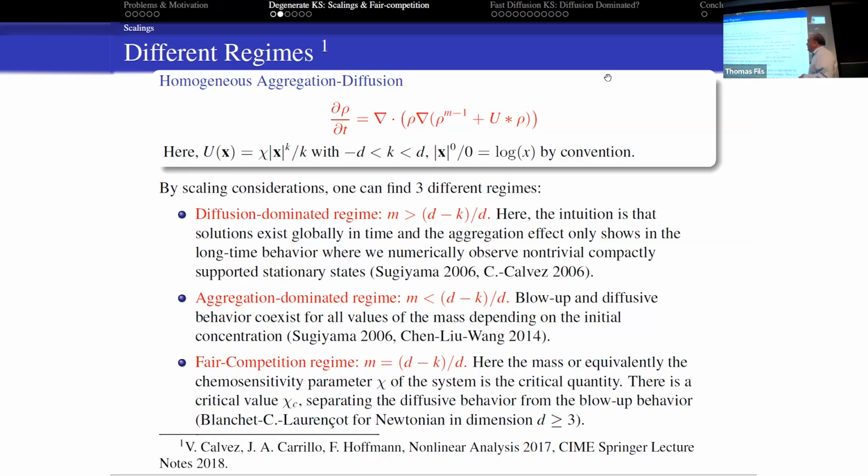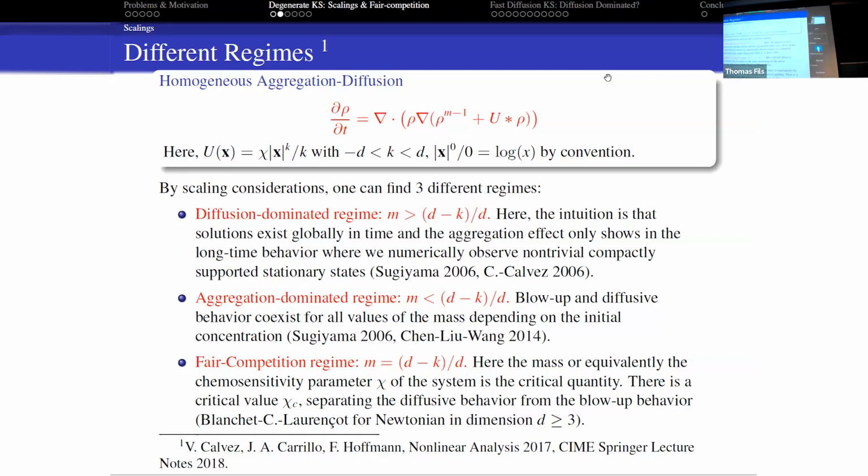And what happens when m is equal to 1 minus k over d? That is where both terms in the free energy have the same homogeneity, so they compete on equal footing. And that's quite interesting in that particular regime: chi now plays a role. Remember chi, I forgot to put it here. In fact, no, I didn't forget it because it was in the definition of U. But remember that U is chi modulus of x to the k divided by k. So chi doesn't play any role in the other regimes, but in the fair competition case, when they are both homogeneous, then chi plays a role.